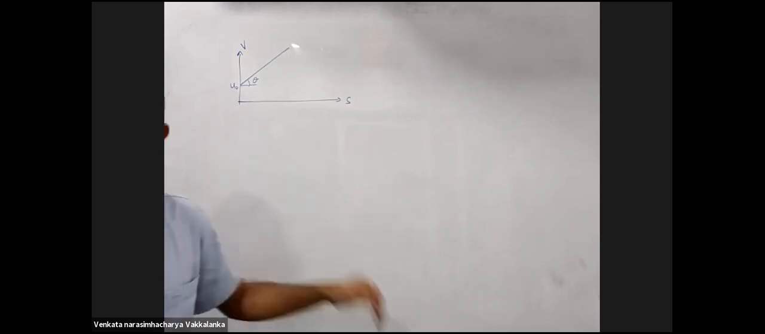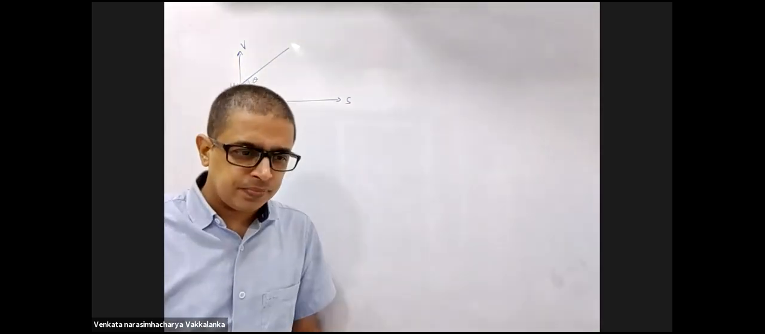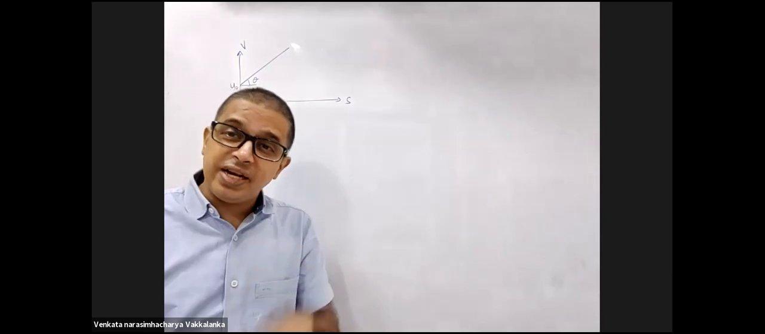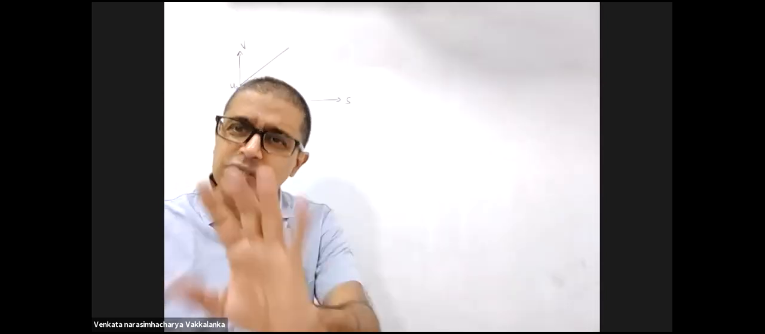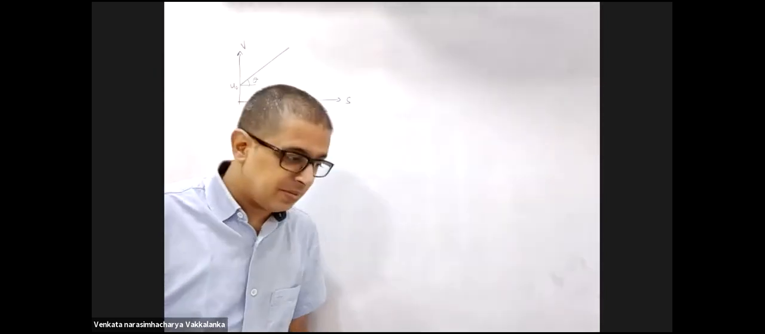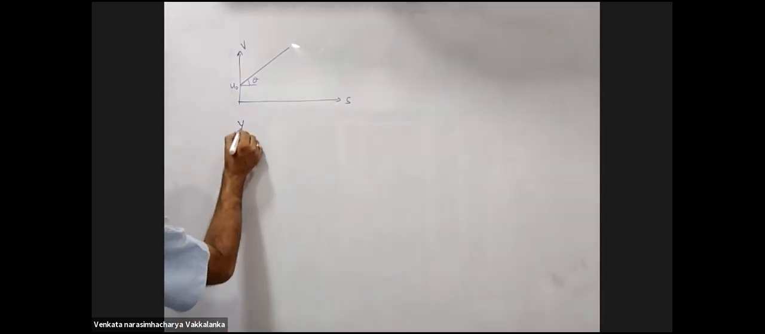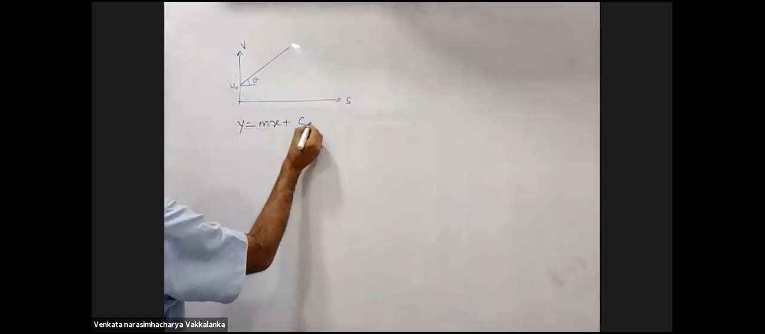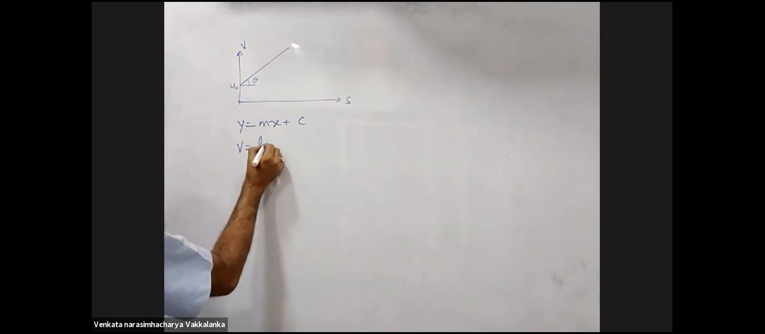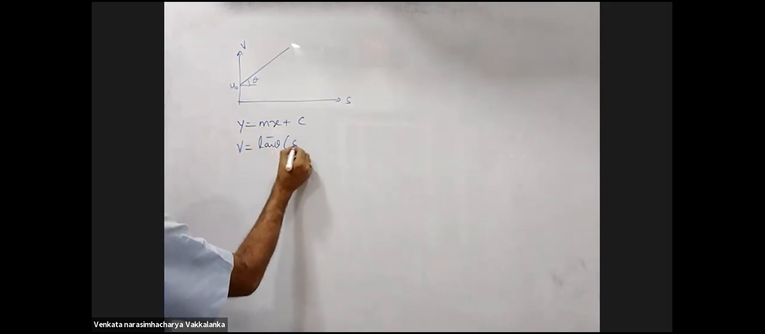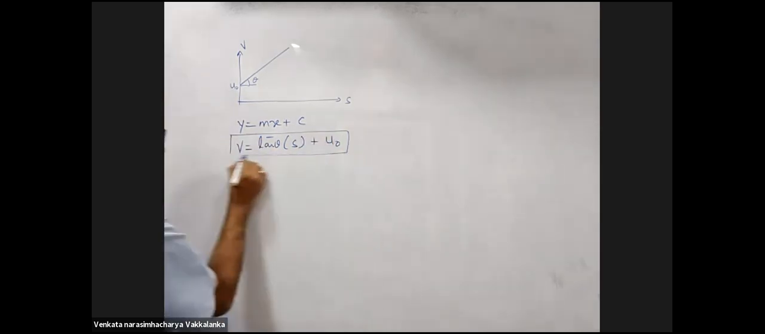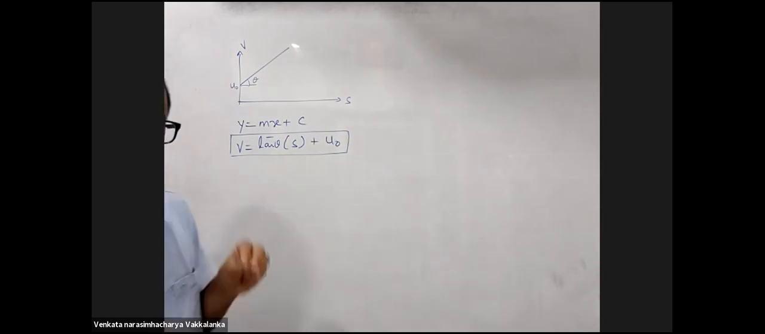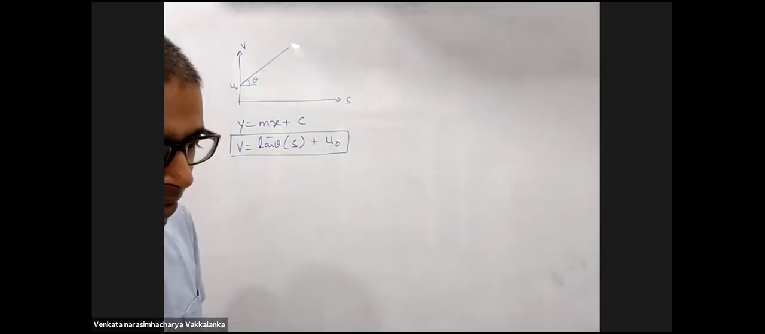In general, for all such type of problems, first you will write the general equation of that graph. Now I am taking the example of a straight line because you know the general equation of a straight line. y is equal to mx plus c. So v is equal to tan theta into displacement plus u0. This is my general equation for velocity, rather information given in the question.